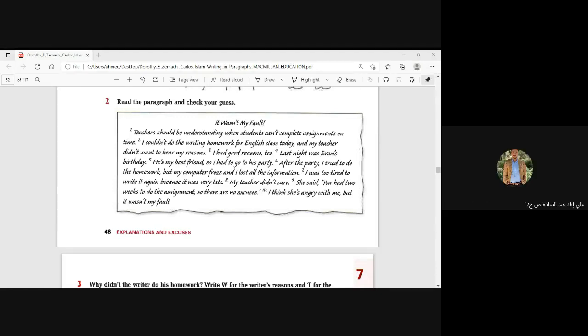Yes, what's the question? It's a very long question. Now, the student, do you agree with the student or with the professor? With the student. Give me a reason. As he said, he lost all information because his computer froze. I think it's a good reason, right? I agree with this. But why didn't he do his homework before he went to the party?